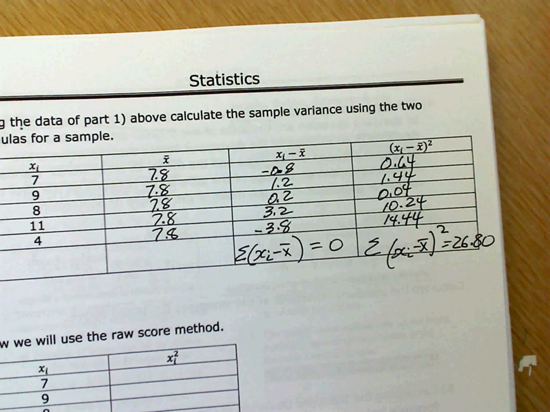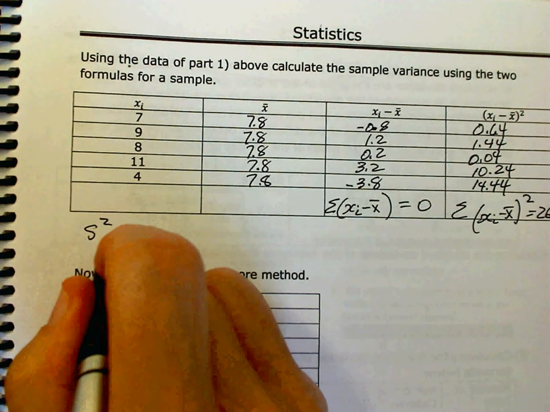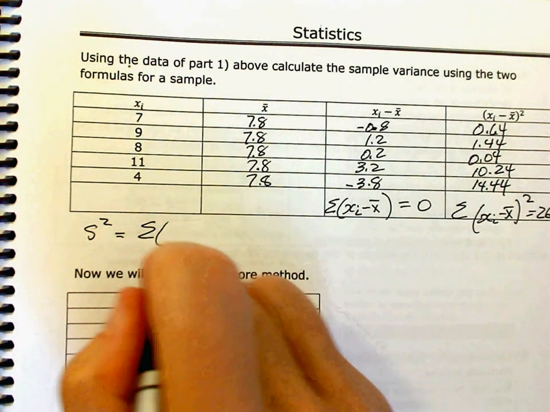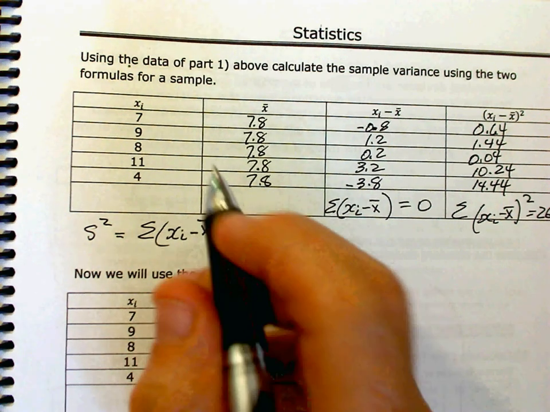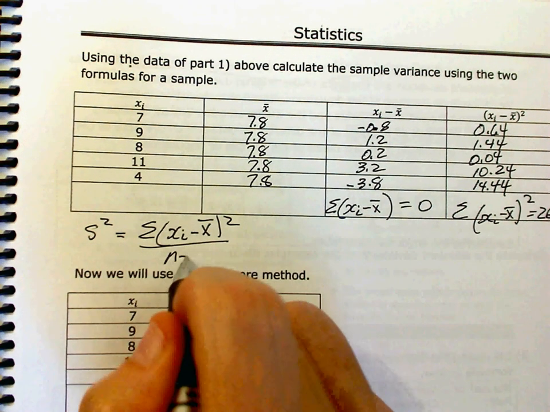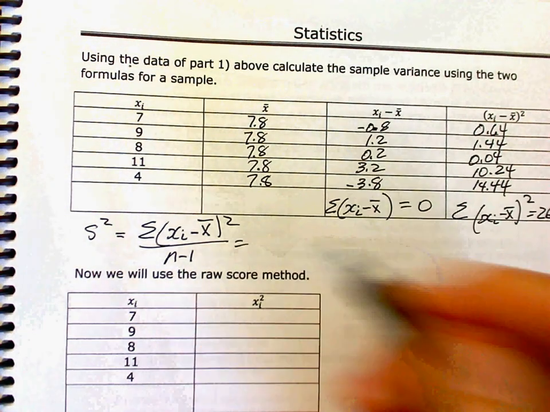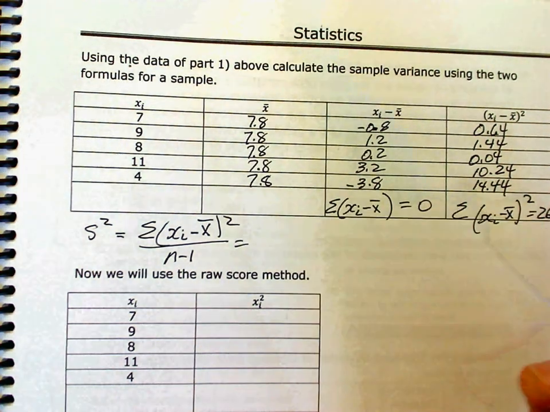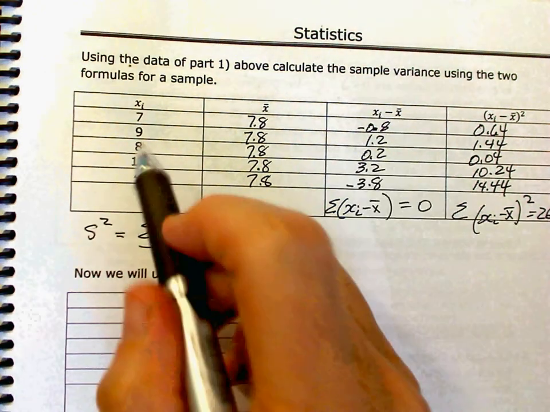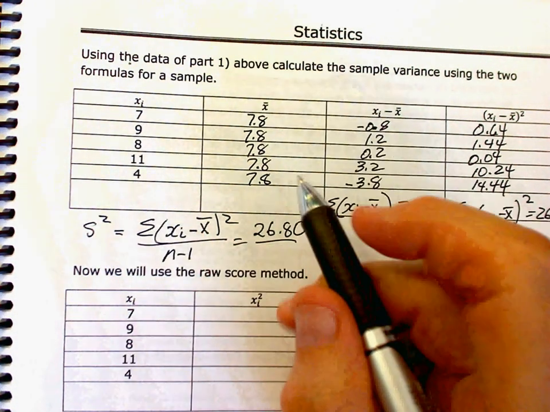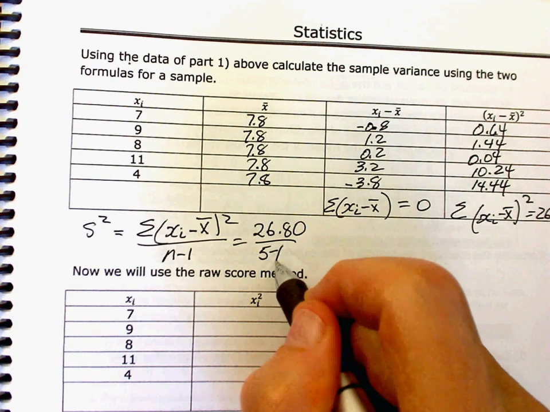So our variance s squared is equal to the sum of xi minus x bar squared all over n minus 1. And that is equal to, we calculated the sum, 26.80 all over 1, 2, 3, 4, 5. There's 5 values minus 1. And this is equal to 6.7.